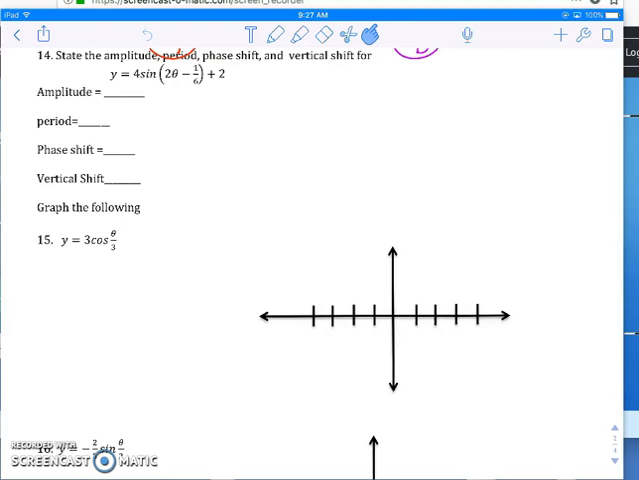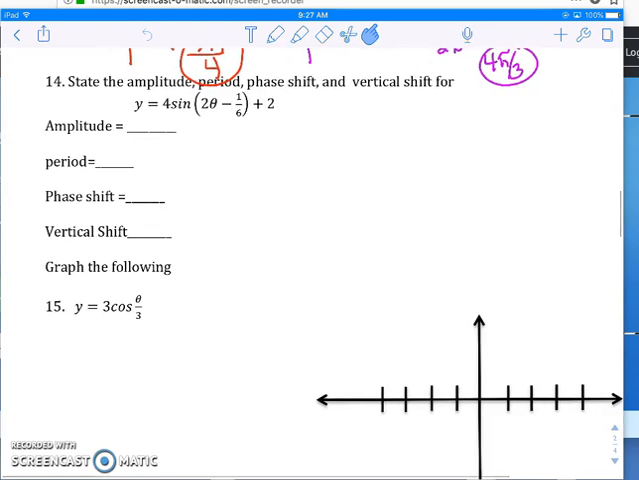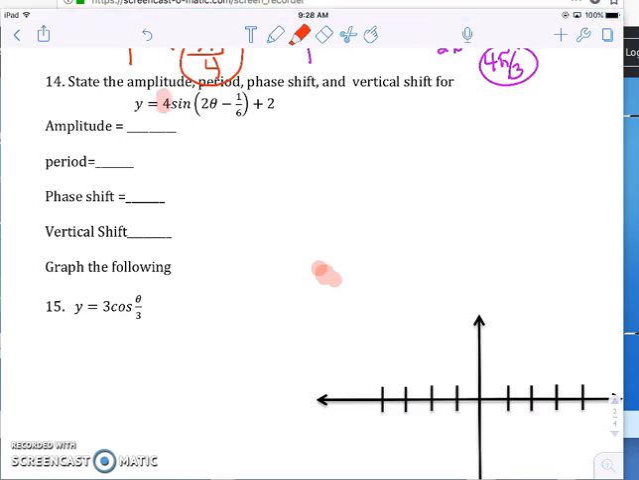So the second part of the review, we're going to take a look at the graphing. So this first one, identify the amplitude. So here's our amplitude. Hopefully this works. Let's see. So there's our A, which is 4.